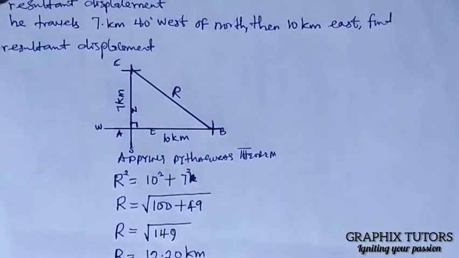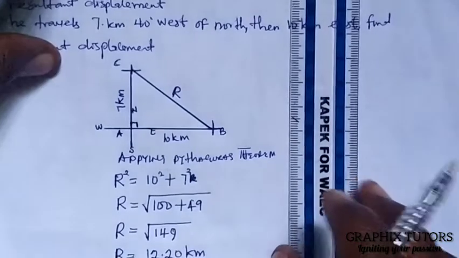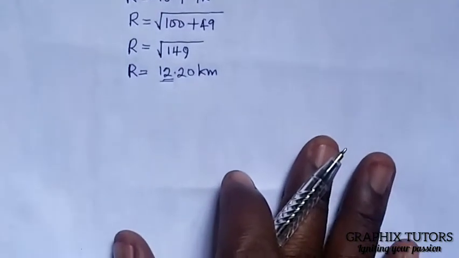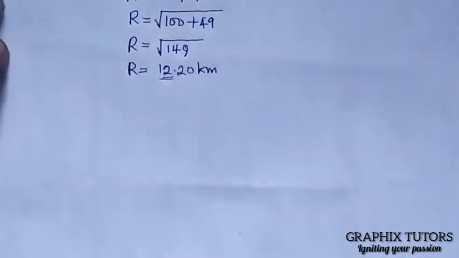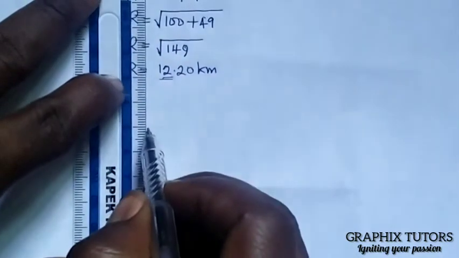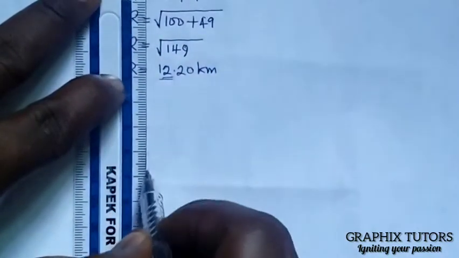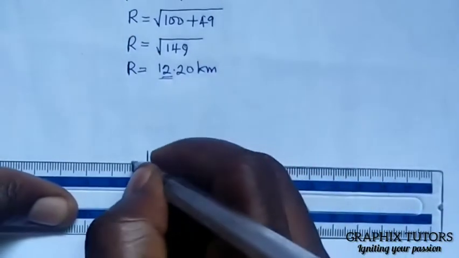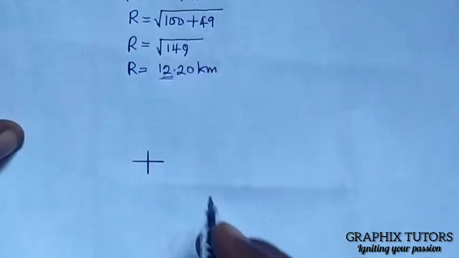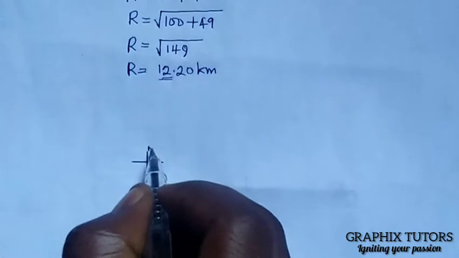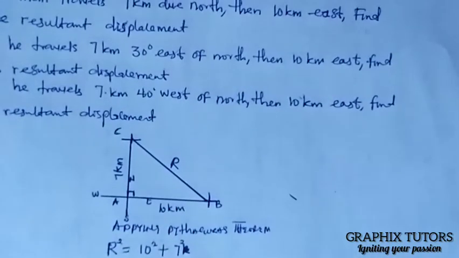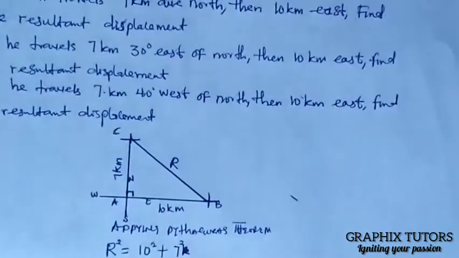So the same thing you do here, you're going to draw your cardinal points. Now let me just move up. Draw your cardinal points again, like this. For cardinal points, we have this way and we have this way. So this is my north, south, east and west, right? Now it's telling us he's traveling 7 kilometers, 30 degrees east of north.